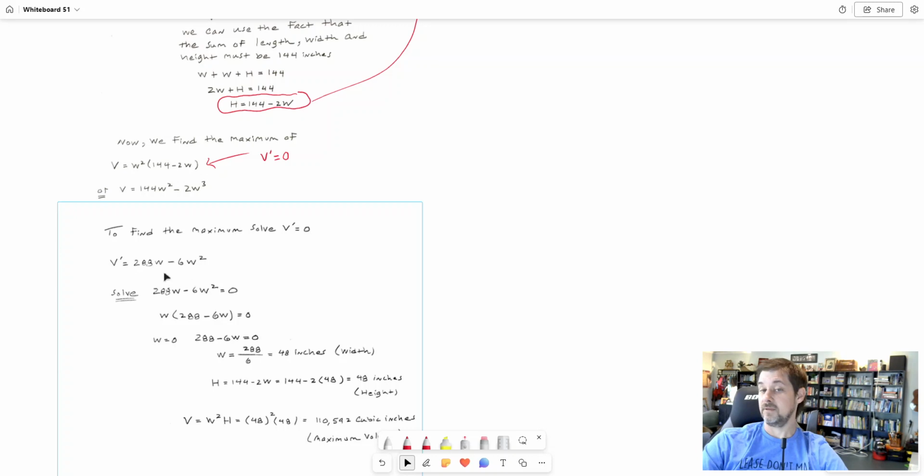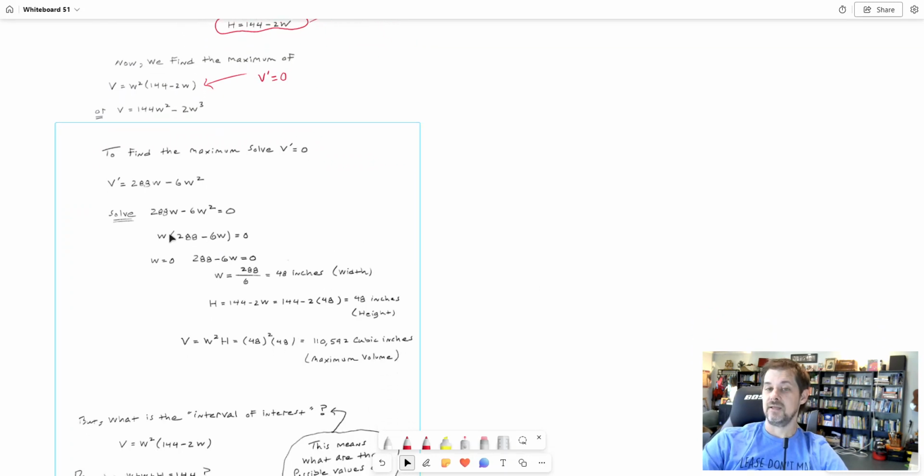V prime, the derivative, bringing that power down, times 144, that's 288w minus, again, bring this power down, 2 times 3, 6w squared. Set that equal to 0 because that's the derivative, and I'll factor it to solve it. If I factor something and it's equal to 0, then either of those factors are equal to 0. So I get, on one hand, w is 0. On the other hand, 288 minus 6w is 0.